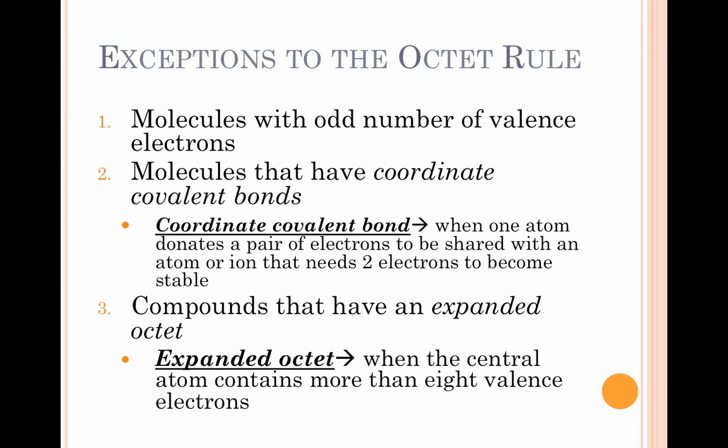Couple more exceptions. A molecule with an odd number of valence electrons, that's pretty rare, but sometimes you can just have a single electron there. A coordinate covalent bond is when one atom donates a pair of electrons to be shared with an atom or ion that needs 2. An expanded octet is just what it sounds like, when there's more than 8 electrons around an atom. These are all exceptions.